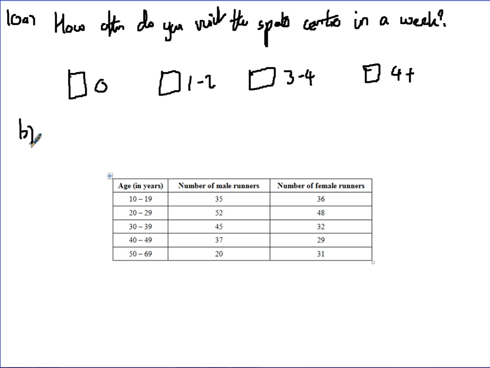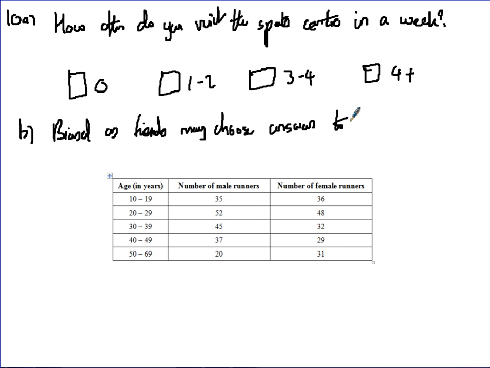Sam asked his friends who visit the sports club to do his questionnaire. Why this might not be a suitable sample. It's biased. His friends may exaggerate or may choose answers to make him feel better. There's the fact, the emotional side there. Other answers you can say is the sample's too small. It's not a random sample, which is correct.